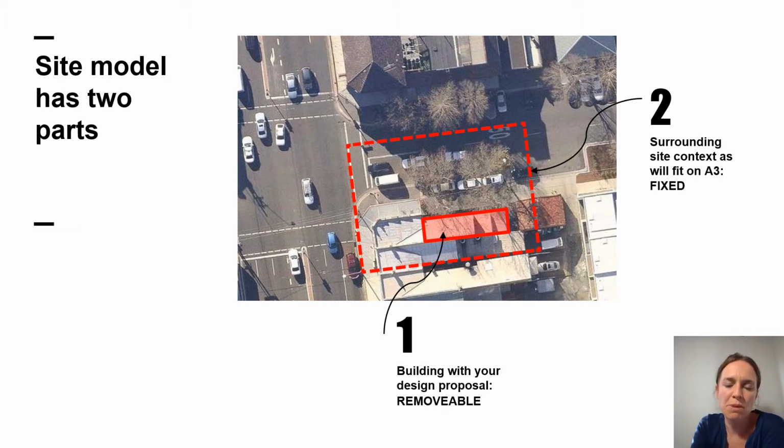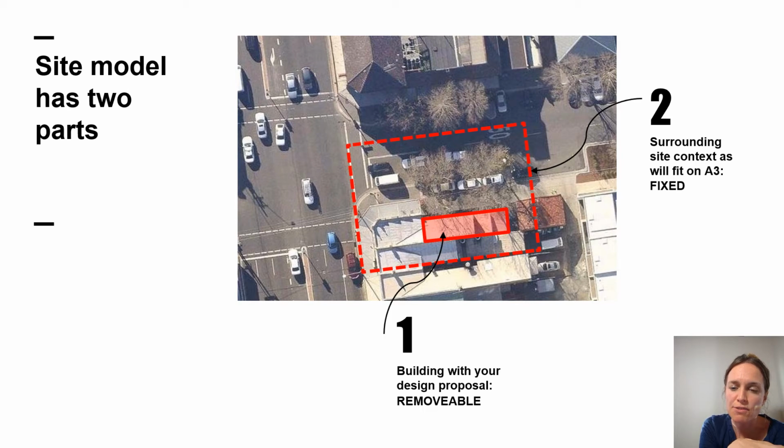The site model has two parts, and this is really important to remember. So one is, as you can see here, shaded in red, the existing building with your design proposals, right? So they're the 6 building models that you've done where you had the interior volume ideas and then the exterior volume ideas, forming 6 models. This component should be able to move in and move out of the model. The fixed component of the model is the A3 board that has the surrounding site context. And I'll run through in a second what the surrounding site context is.